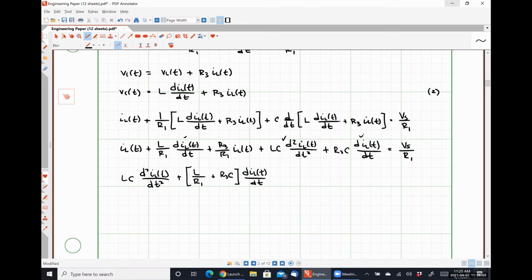And then for IL of t, I have a factor of 1 plus R3 over R1. And this is all equal to Vs divided by R1. So anybody got any ideas of what I'm supposed to do next? Divide by LC, exactly right.